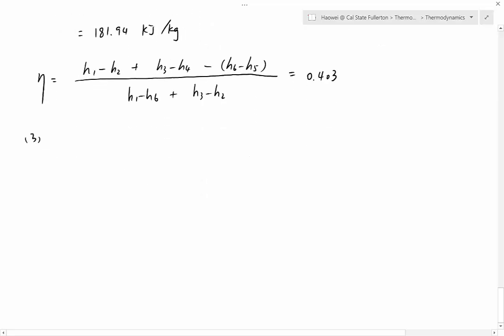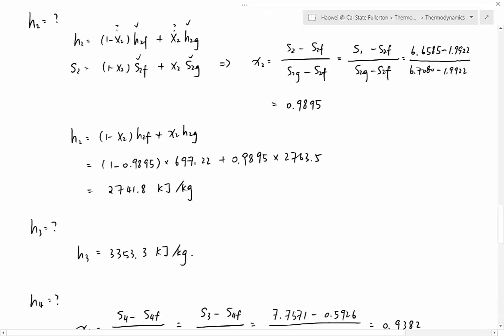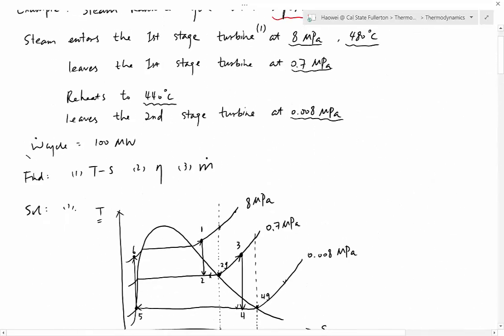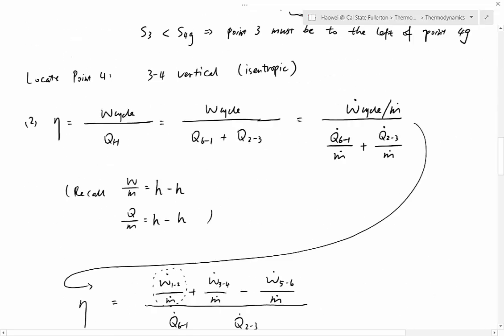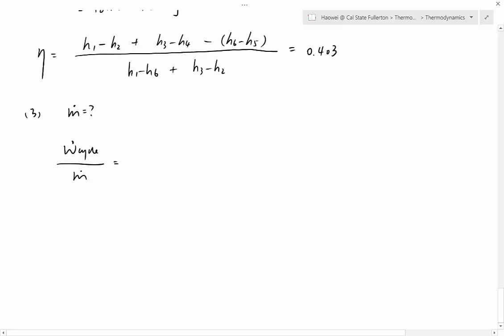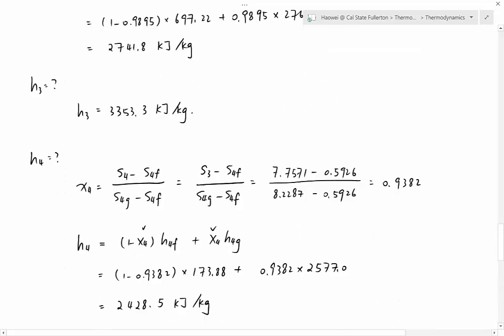And then part three is to look for mass flow rate. How do you look for mass flow rate? It's always the same. Let's take a look. There's one given condition that we haven't used. What is that? W dot cycle equal to 100 megawatts. This is something that we haven't used, so let's start from here. W dot cycle over m dot, what is that? We actually derived it already. It's just the numerator for efficiency. Remember, if you forgot, you can just go back to our equation here.